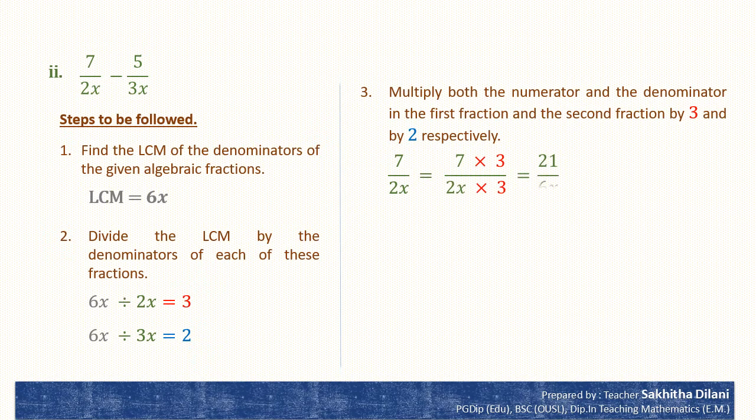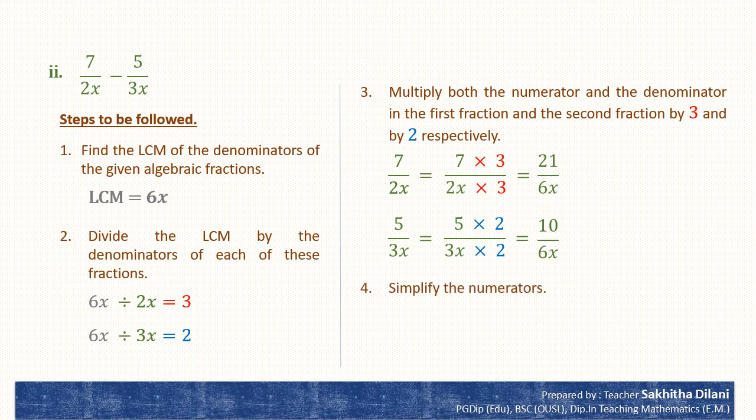The answer is 21 over 6x. 5 over 3x is multiplied by 2. That is 10 over 6x. Now you can see that the denominators are equal in both of these two fractions. So simplify the numerators. 21 minus 10, that is 11. So the final answer is 11 over 6x. I think that now you understood well.